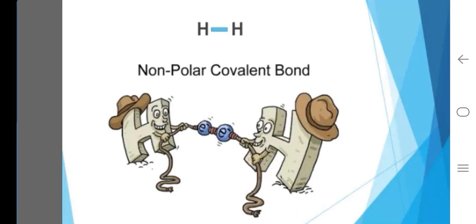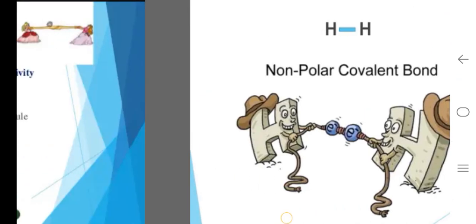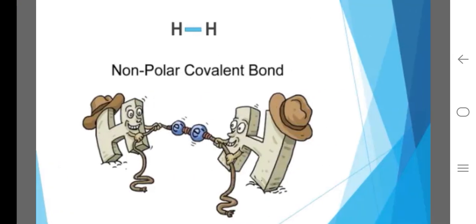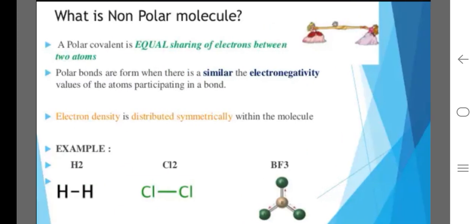You will see in the next diagram that both hydrogen atoms have the same electronegativity, and the ability of an atom to attract the shared pair of electrons towards itself is the same. That's why the hydrogen molecule is a non-polar molecule, and Cl2, chlorine, is also a non-polar molecule.